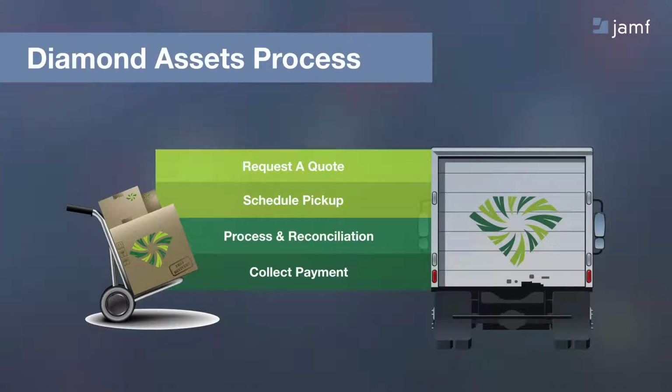So a little bit about Diamond Assets and our process. It really begins with requesting a quote, and from there we're able to identify what your equity position is in your equipment. From there, we schedule the pickup where we're going to send in our Diamond Assets badged employees. These are our asset recovery specialists who come in to package everything up for you, palletize it, and ship it to our processing center. From there, we process and produce a reconciliation report.